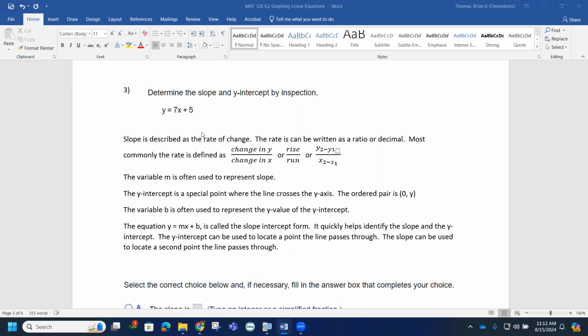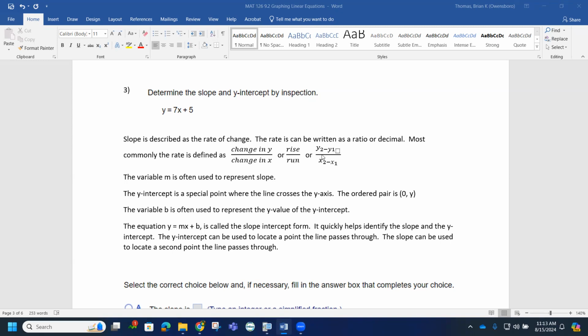So remember, slope by definition is described as the rate of change. The rate is written as a ratio, or in some areas it's actually just written as a decimal. Most commonly, the rate is defined as the change in y over the change in x. So it's kind of the change in the vertical over the change in the horizontal, if you will. Sometimes we use the phrase rise over run, where rise represents the change in the vertical and run means the change in the horizontal.